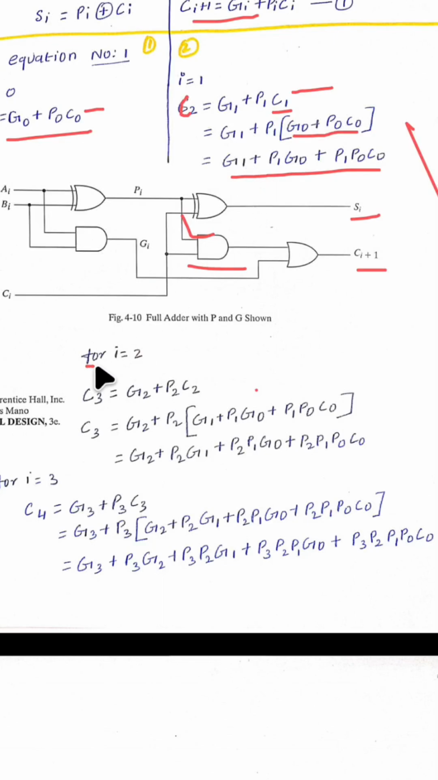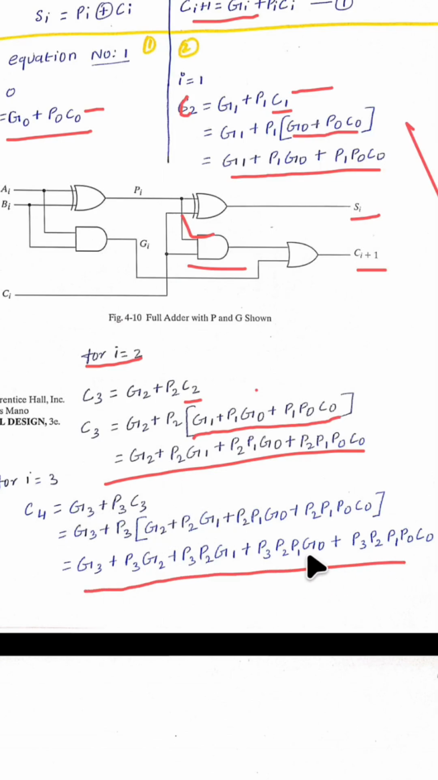Similarly, I am substituting I is equal to 2 here, so I am getting C3 is equal to G2 plus P2 C2. Now I know what C2 is, so I substitute this C2 in this equation and multiply. I will be getting G2 plus P2 G1 plus P2 P1 G0, then P2 P1 P0 C0. Similarly, as I am going for 4-bit, I need C4 also. C4 is equal to G3 plus P3 C3. Substituting this, I am going to get this equation.